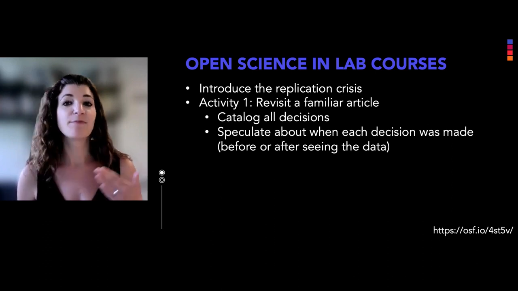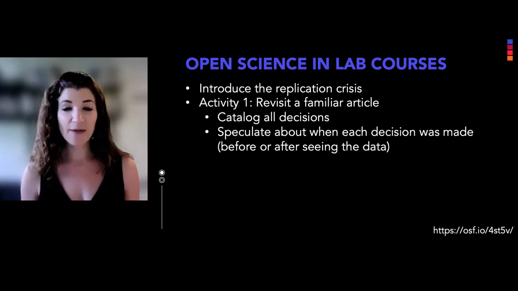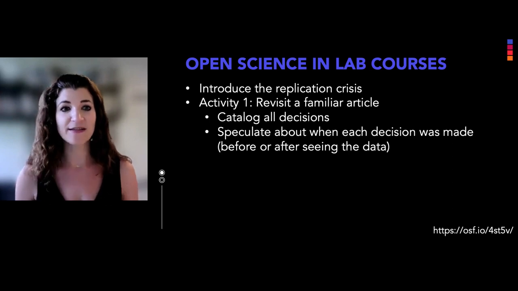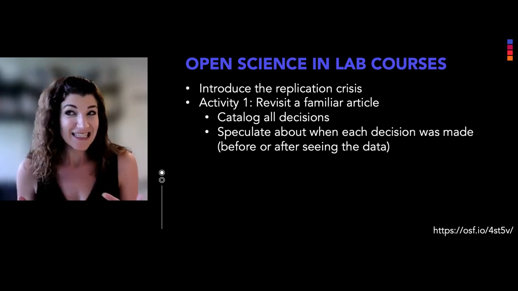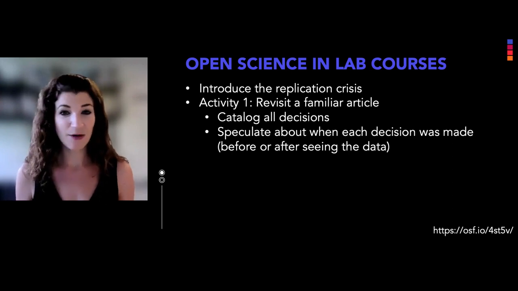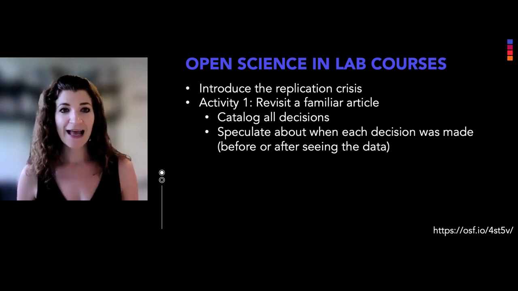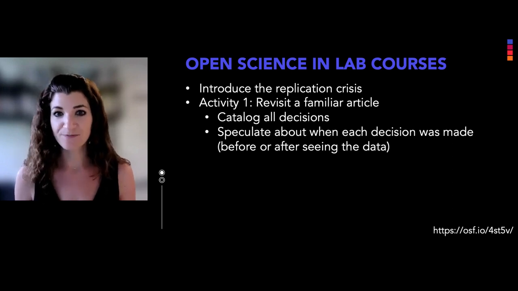Did they decide this before they ran the study, after they saw the data? Is it impossible to know? And why might the timing of when they made those decisions affect the outcomes? So did they decide what would count as an outlier before they saw the shape of the data? And why does it matter if they did? This turns out to be a great exercise for demonstrating how knowledge about open science affects how students evaluate research.